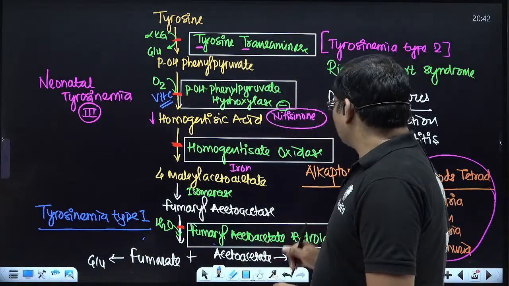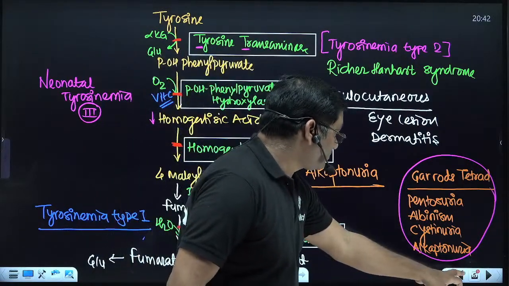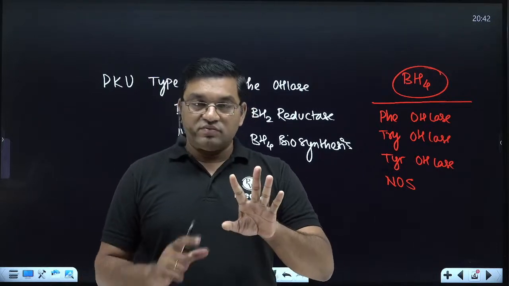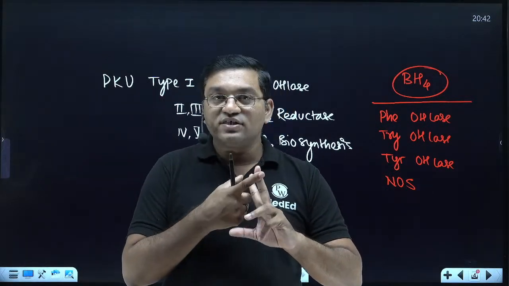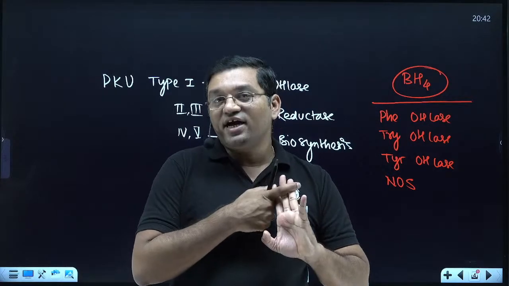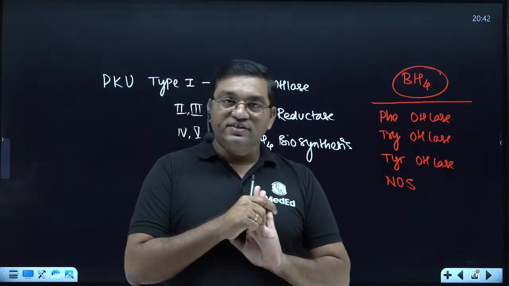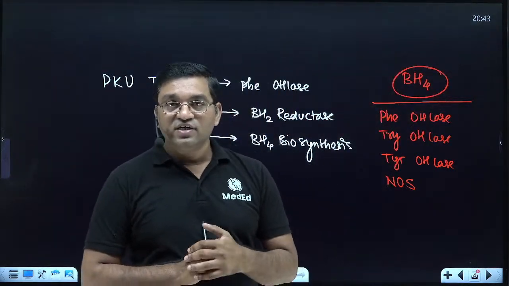What are the reactions in which tetrahydrobiopterin is the coenzyme? Remember the enzymes: phenylalanine hydroxylase, tyrosine hydroxylase, tryptophan hydroxylase, and nitric oxide synthase. These are the 4 important enzymes which require tetrahydrobiopterin as a cofactor.